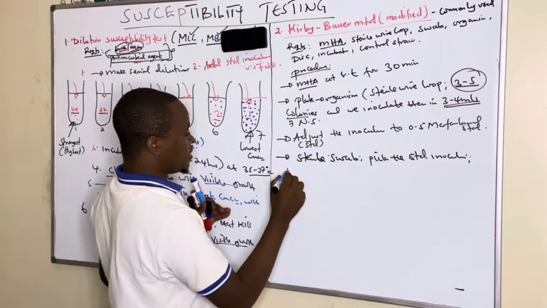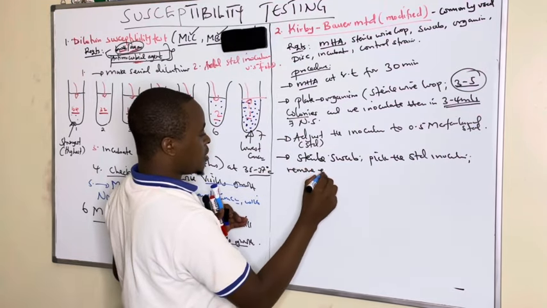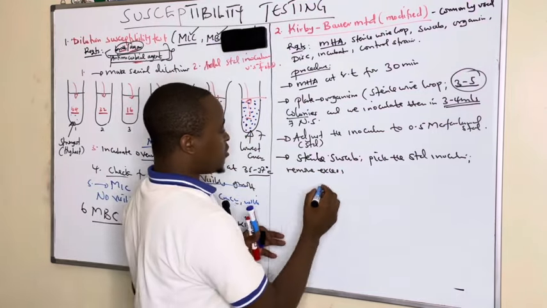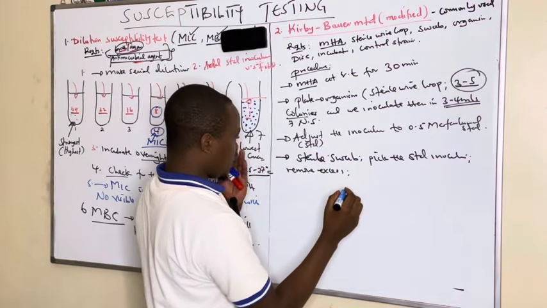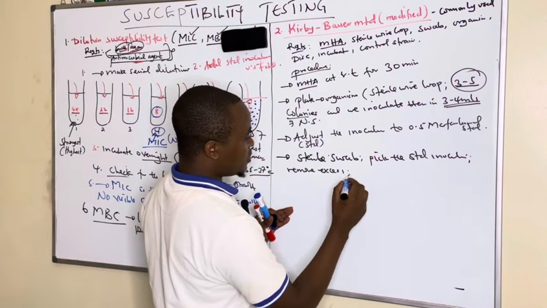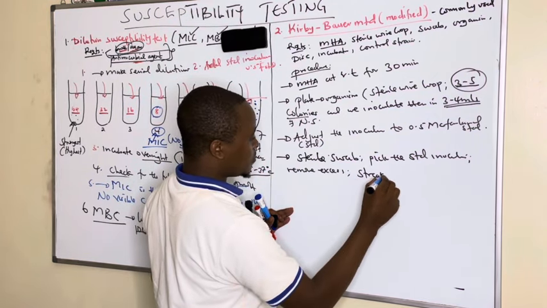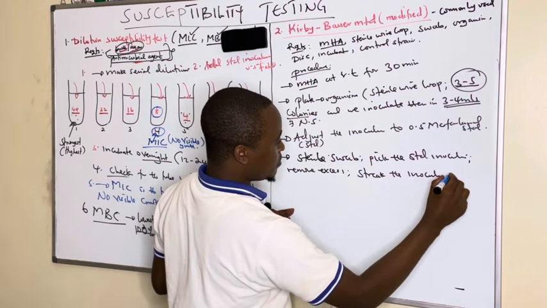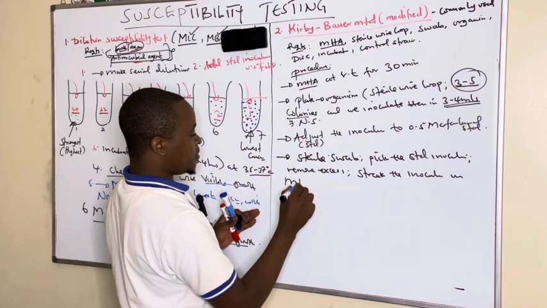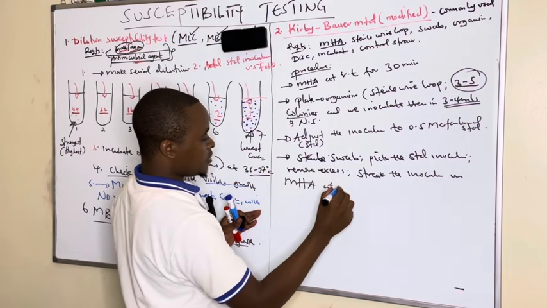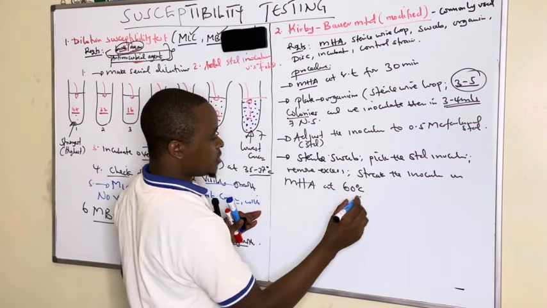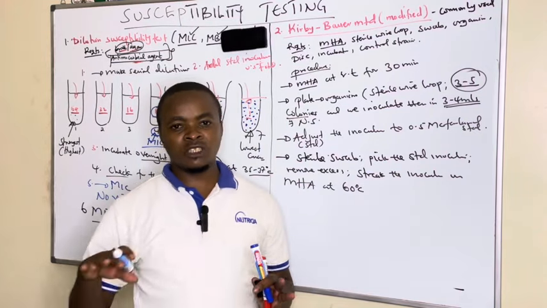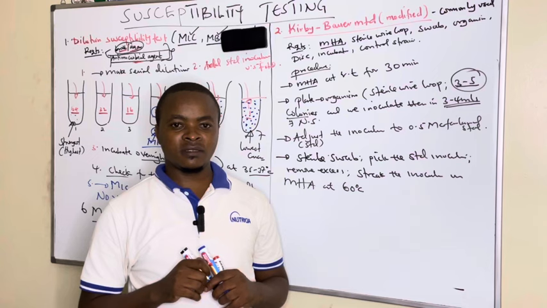Then we remove excess. How do we remove excess? By tapping on the side of the tube. And after removing excess, here we shall strike the inoculum on Muller Hinton agar, holding the swab at 60 degrees until it is evenly distributed all over the Muller Hinton plate.